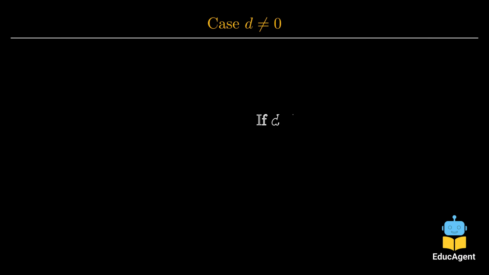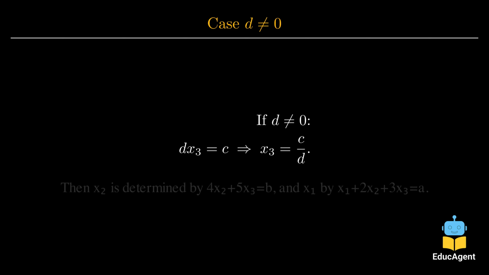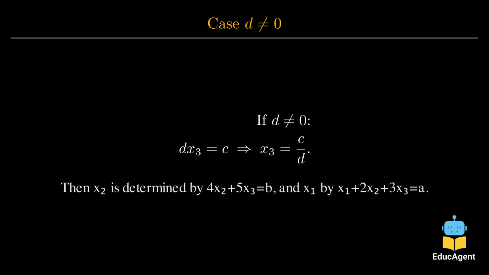When D is non-zero, the last equation always determines x3. No contradiction is possible here, no matter what C is. Once x3 is fixed, the second equation fixes x2, and the first fixes x1. So we get a unique solution whenever D is not 0.